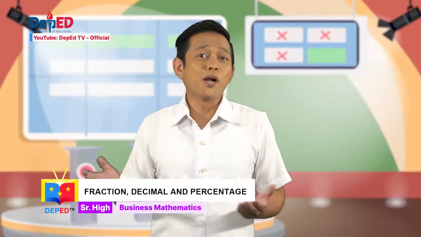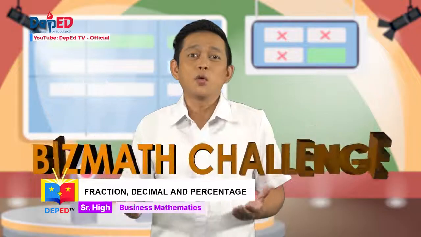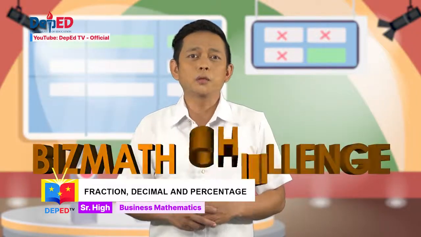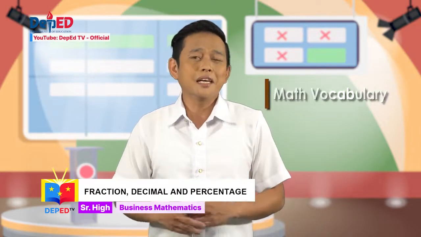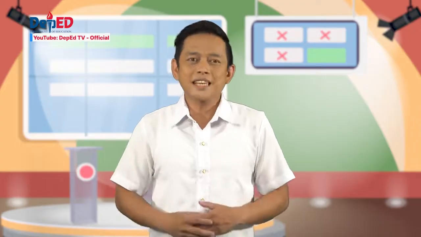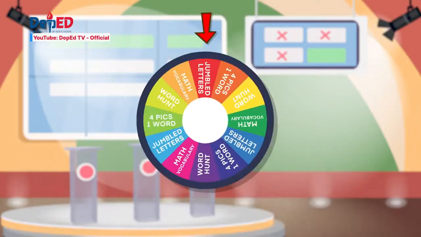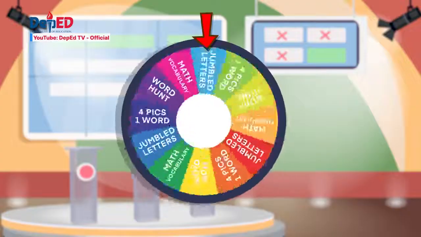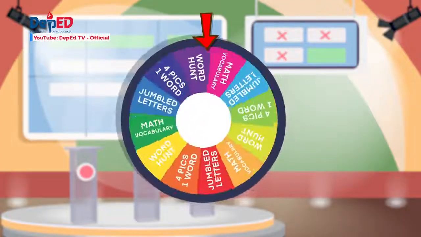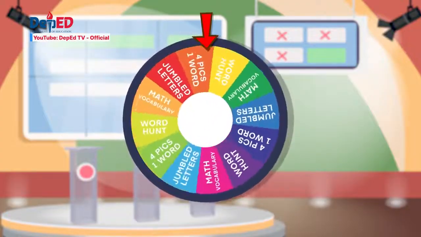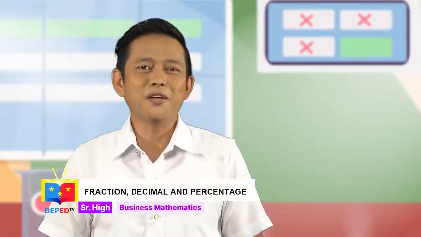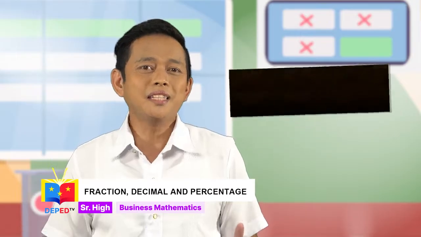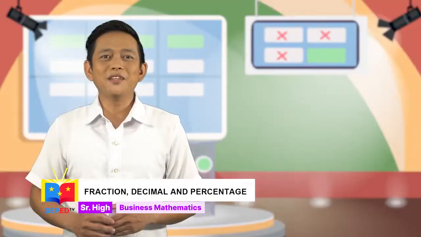Hi everyone! Welcome to Biz Math Challenge, wherein in every episode, we will randomly choose a category to identify and unlock vocabularies used in business mathematics. And for today's episode, randomizer, select a category. Our category for today is jumbled letters. Jumbled letters set number 1.